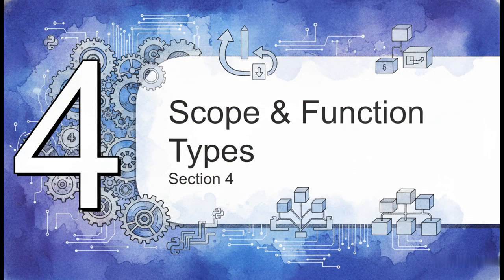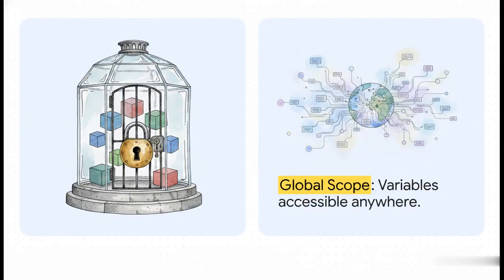All right, on to Section 4, scope and function types. The absolutely crucial point to grasp here is understanding the boundaries of your data. Scope determines where a variable lives and where it can actually be accessed. Local scope means any variables created inside a function are strictly restricted to that specific function. They literally disappear once the function finishes running. Global scope, however, means variables defined outside of all your functions are accessible anywhere in the code. Keeping these two boundaries crystal clear prevents your data from unexpectedly overriding itself and saves you from some truly massive debugging headaches.